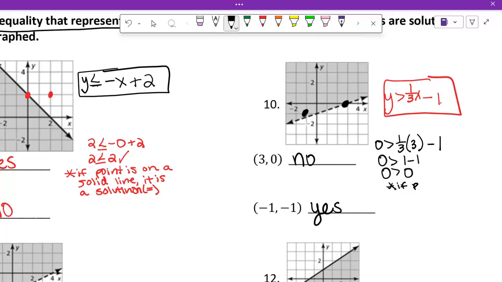So if a point lies on a dashed line, it is not a solution. Okay, go ahead and pause the video and you try the next two.